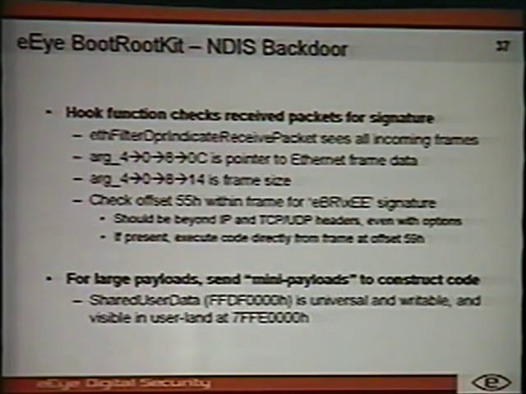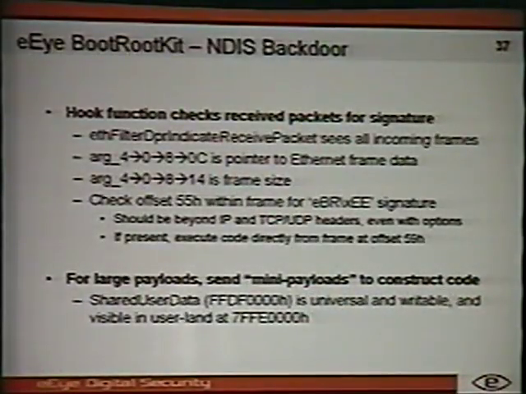And here's how it works. It checks the arguments to the function. It finds the Ethernet frame in memory. It finds the size of the frame. If the frame's big enough, it looks for the signature at a very specific offset. This offset is arbitrary, but it was chosen to make sure that it'll be within the data payload, even if there's some IP options or some TCP options or whatever. So we may have to shift around our data payload a little bit, but we shouldn't have to store anything in the headers, because that's a mess. If the signature is present, we just run the code that follows it.